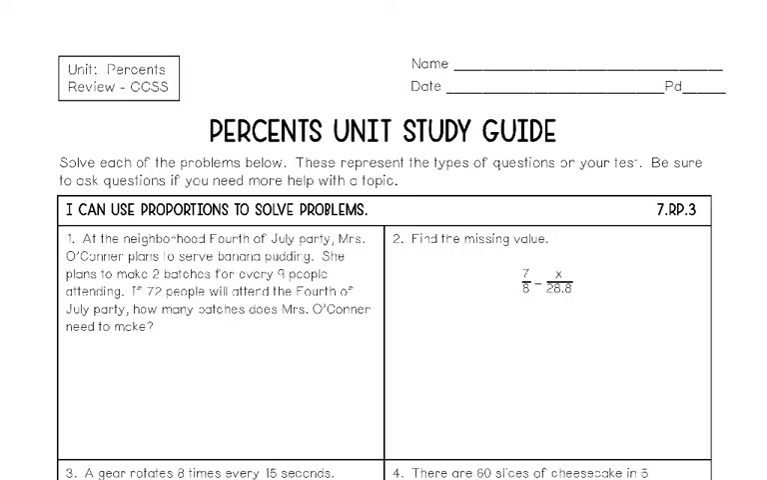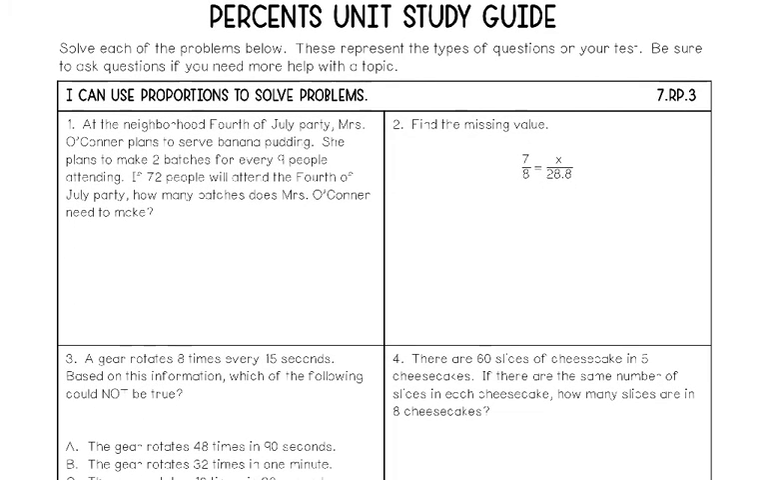The first section is all about using proportions to solve percent problems. In number 1, it says Mrs. O'Connor has a ratio of 2 batches for every 9 people. And we need to know how many batches of banana pudding Mrs. O'Connor needs to make if there's 72 people. So I'm going to set up a proportion. It means I'm going to make an equal fraction out of 72 people.